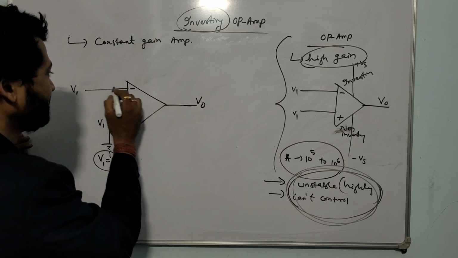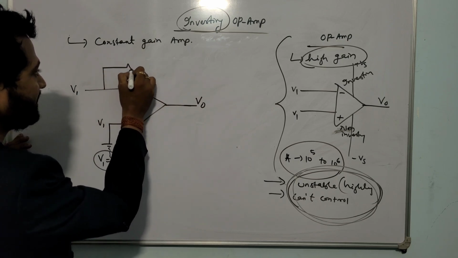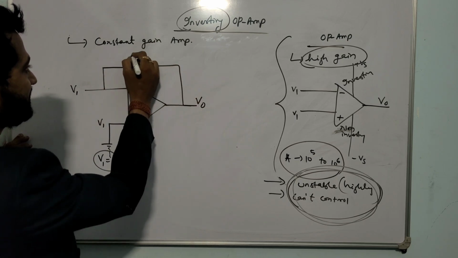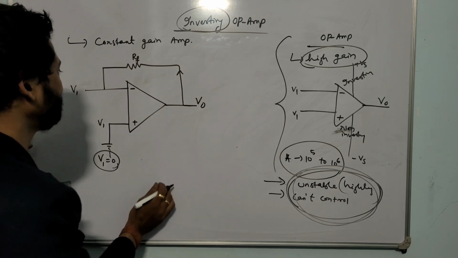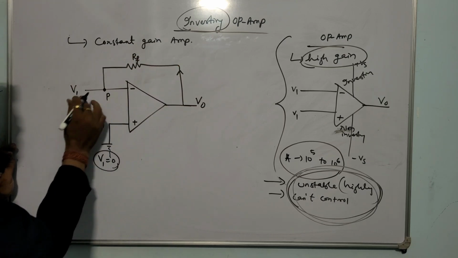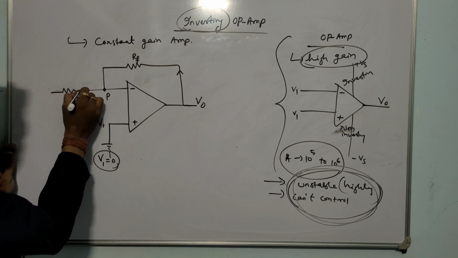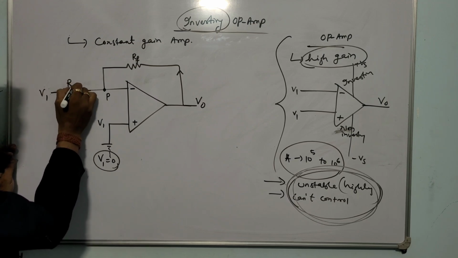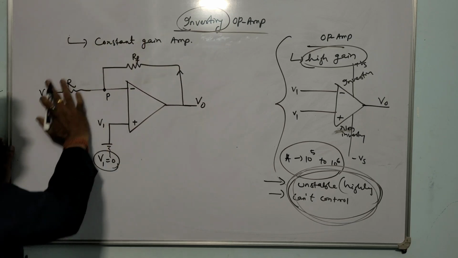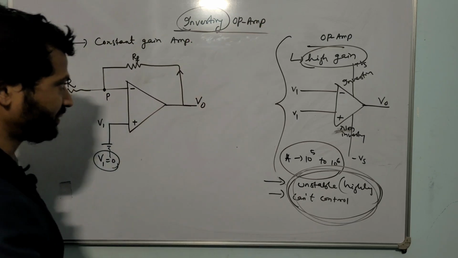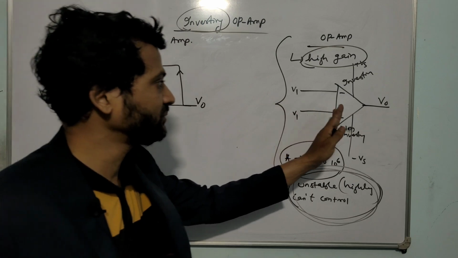And what are the other parameters? As I have told, we have to give a negative feedback through a resistance. That resistance is called RF. So we give a negative feedback, and let this point be P, and initially the supply is given through a resistor. This is the input resistance. This is the basic block diagram and basic circuit diagram of the inverting operational amplifier. Are you getting my point?